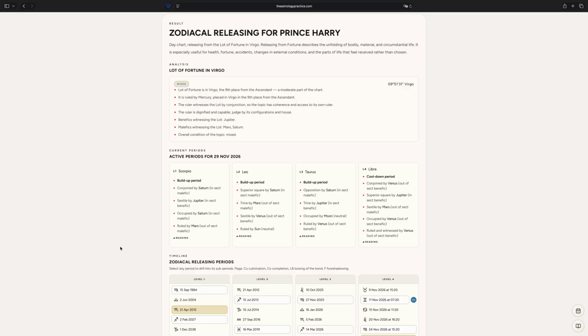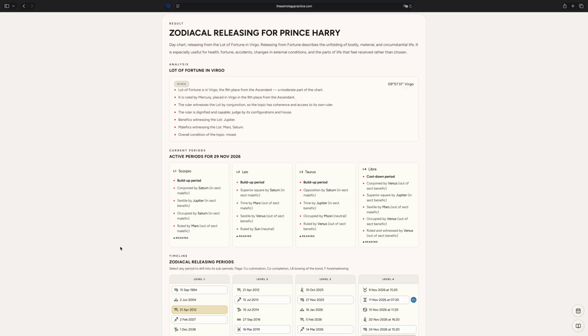Its condition is mixed. You can see a short analysis of the lot of fortune. It's in the 9th house from the ascendant, which is a moderately helpful part of the chart. It's ruled by Mercury, placed in Virgo in the 9th, which is quite a powerful position, actually. It is witnessed by the lot by conjunction. The lot of fortune is in Virgo and its ruler is also in Virgo.